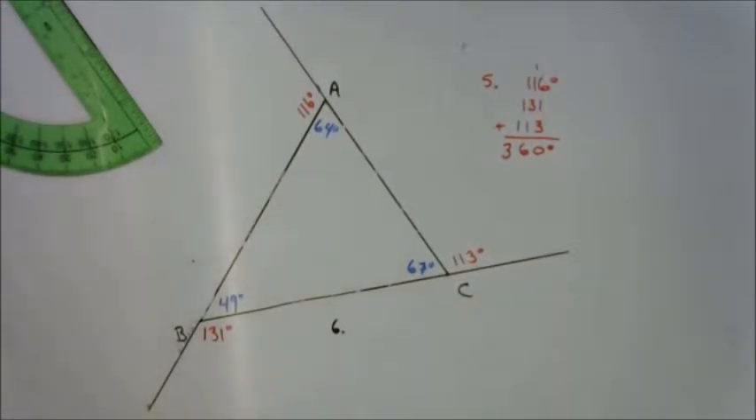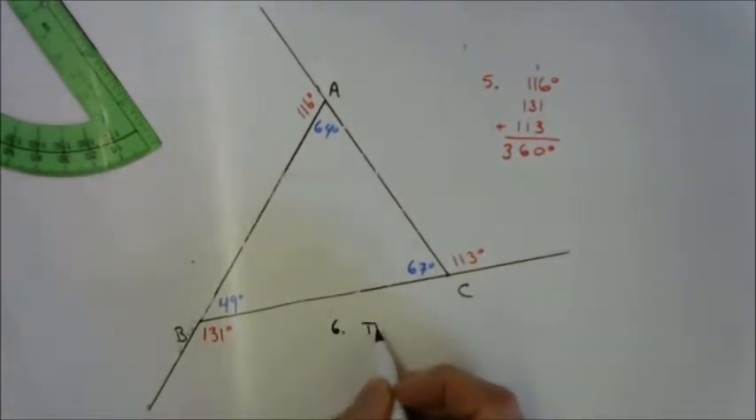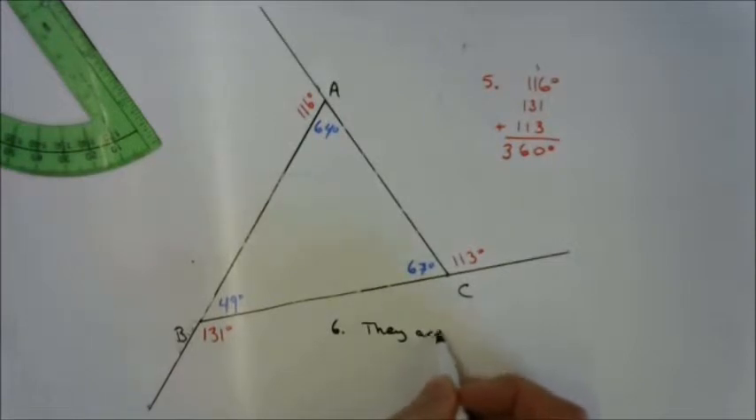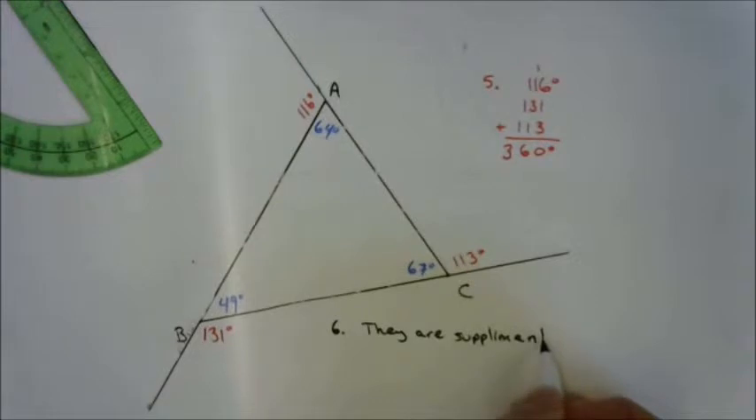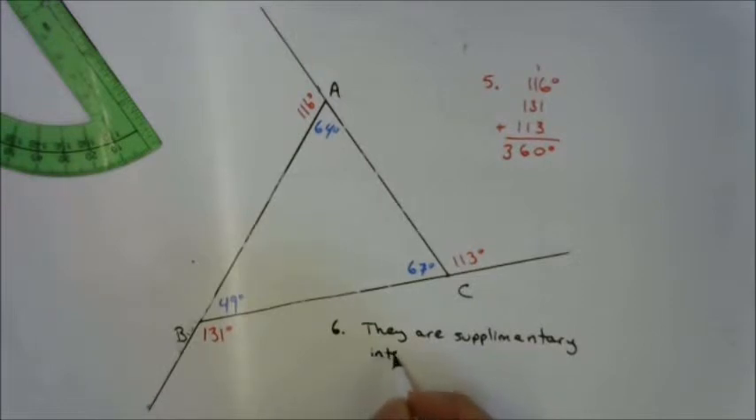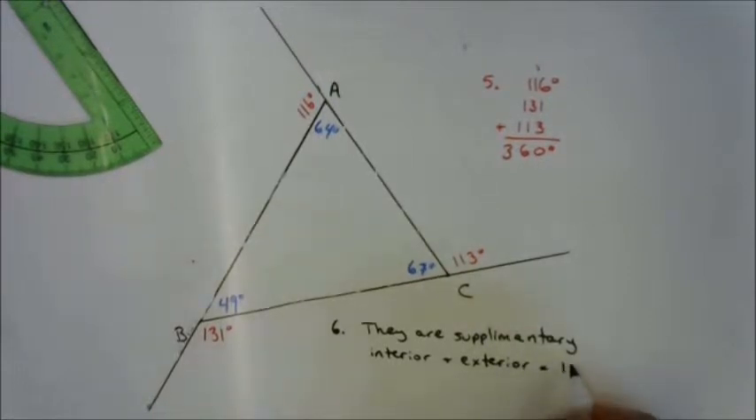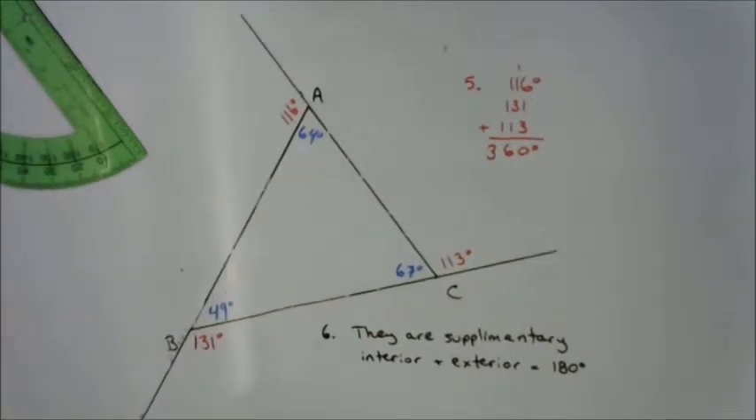Supplementary. Everyone say supplementary. Okay, that's a word you have to remember. Excellent. They are supplementary. What does that mean? Interior plus exterior equals 180. 180 degrees. Always remembering your degree symbol.